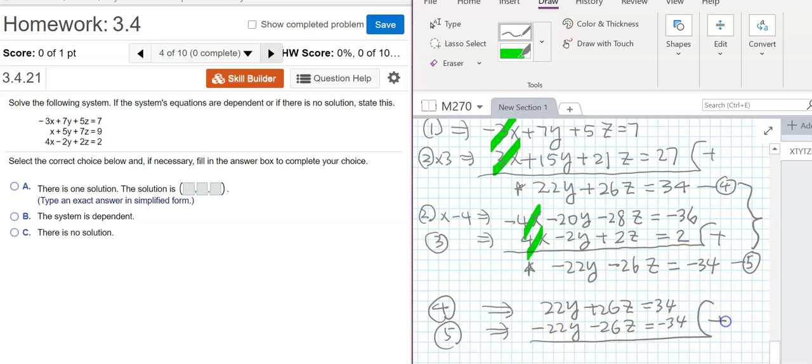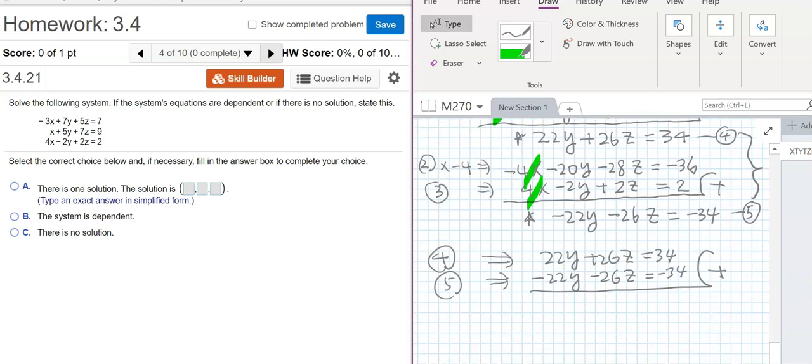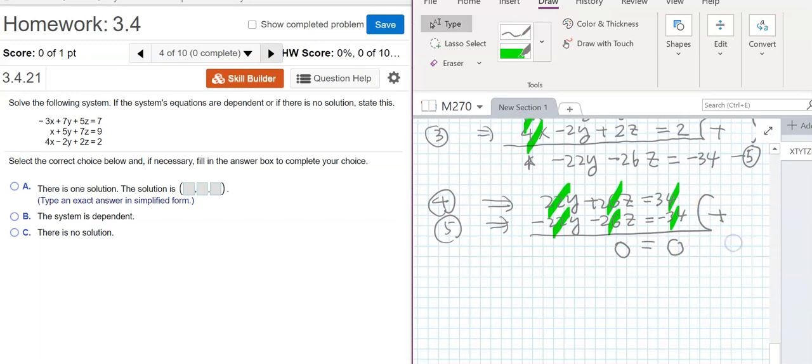When I add, what's happening? They all get canceled. That means this side is 0, this side is 0. 0 equals 0. When that happens, infinite solution. This means infinite solution.